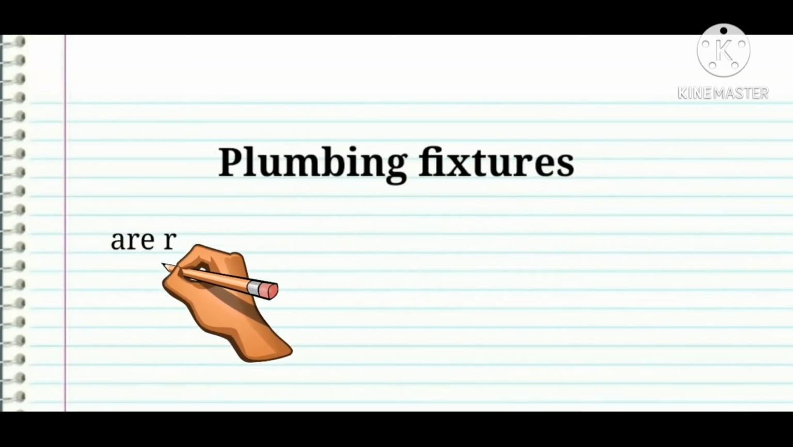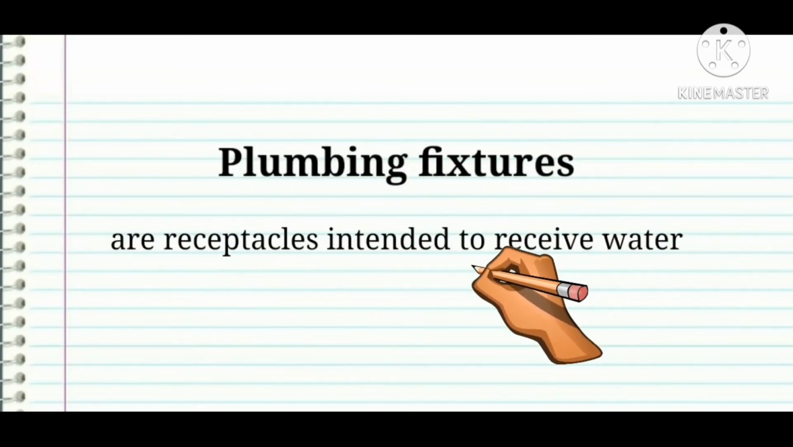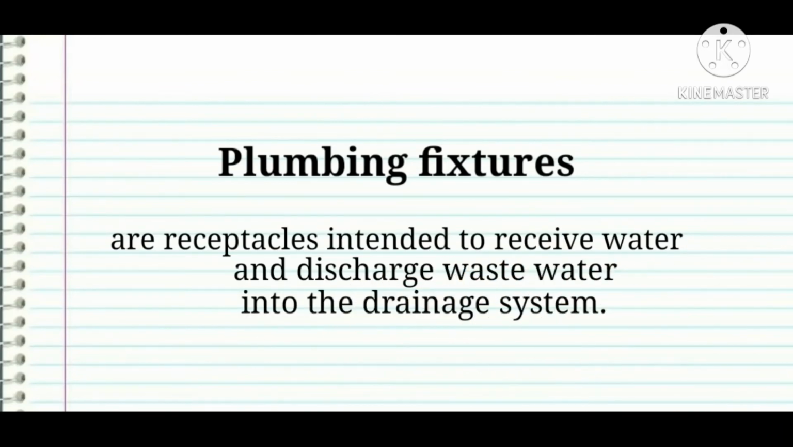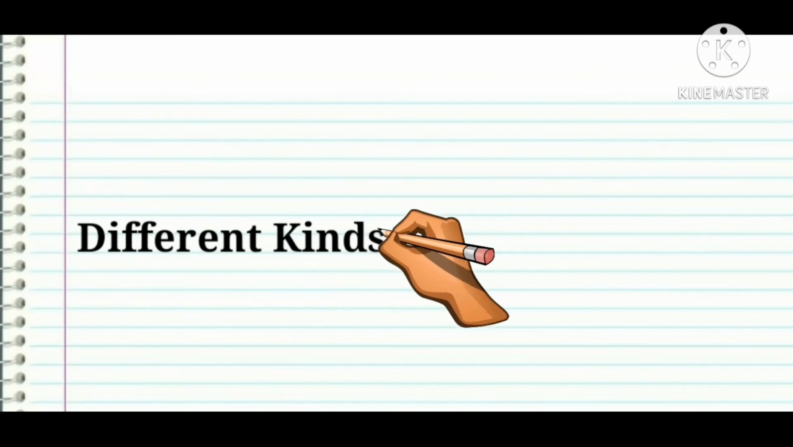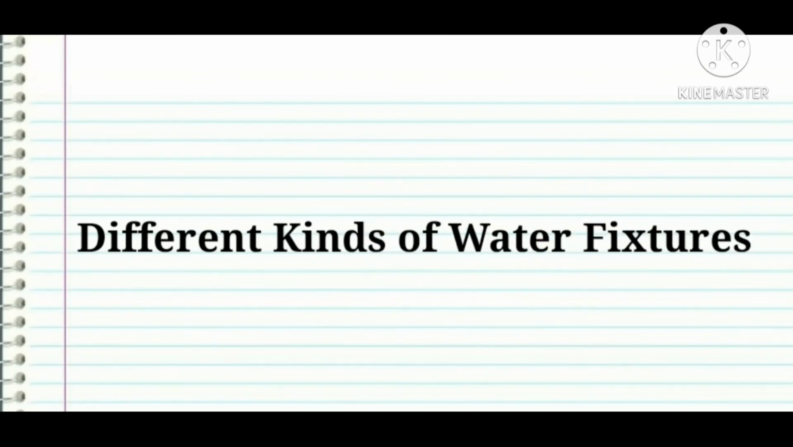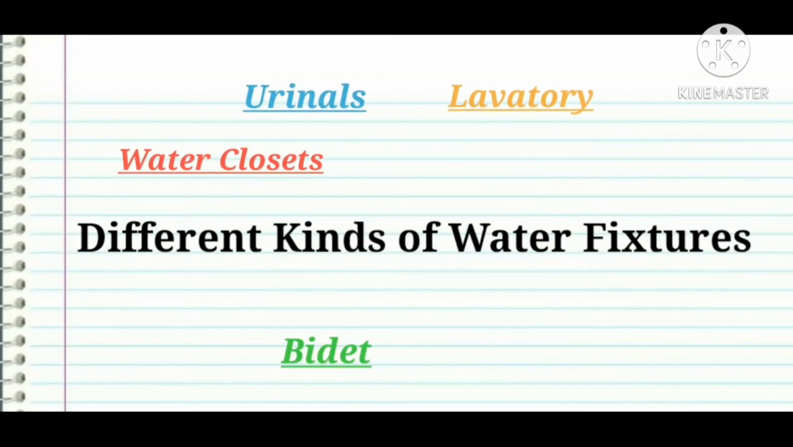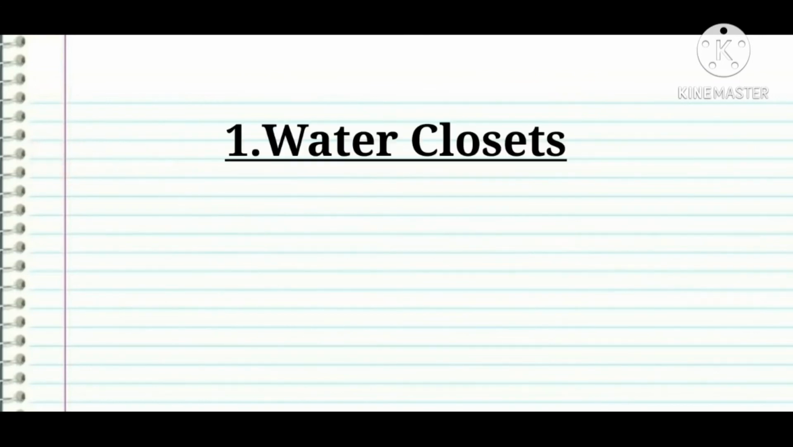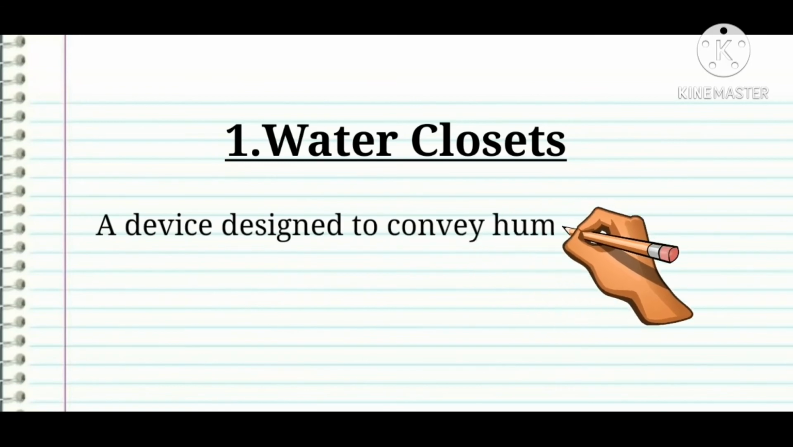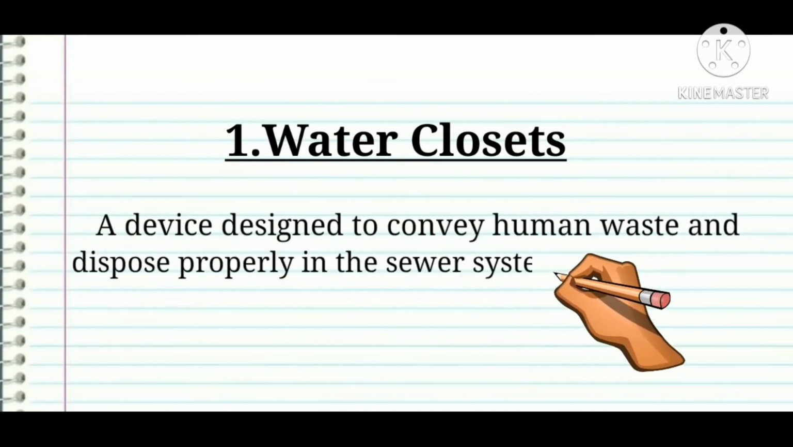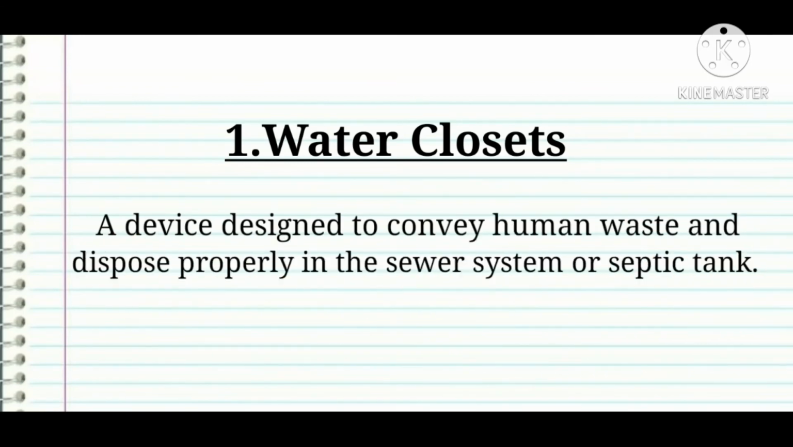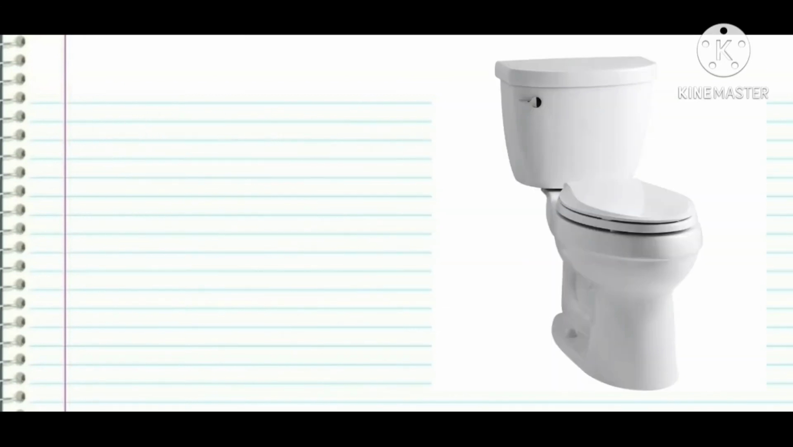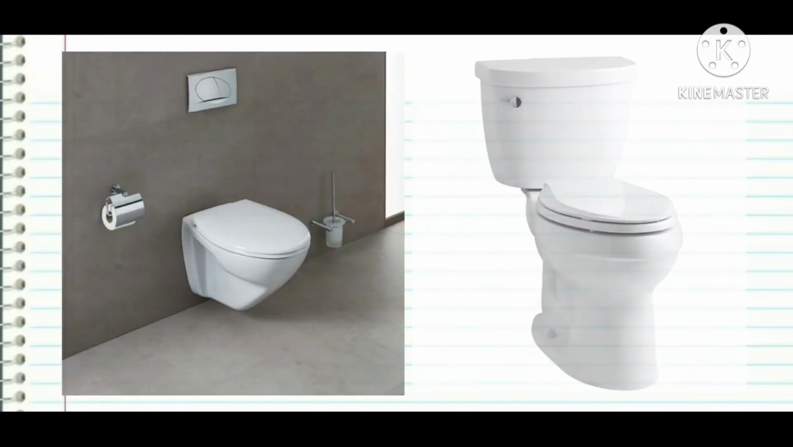Plumbing fixtures are receptacles intended to receive water and discharge water into a drainage system. May mga iba't ibang uri or style ang mga fixtures at ilan ay ginawa para sa mga specific na lugar, tulad ng ospital at simbahan. Water closets, a device designed to convey human waste and dispose properly in a sewer system or septic tank. Ang water closets ay maaaring floor-mounted at wall-mounted toilet.